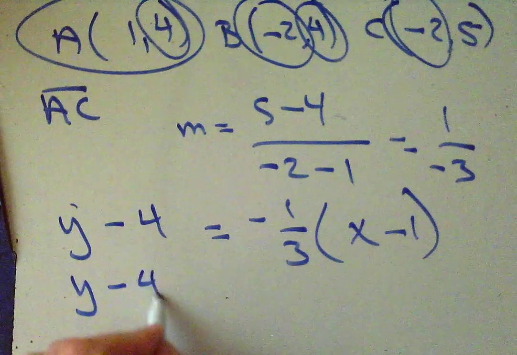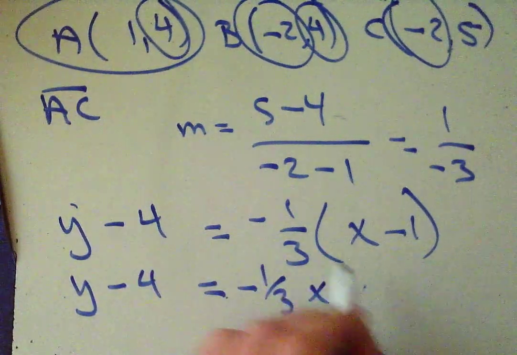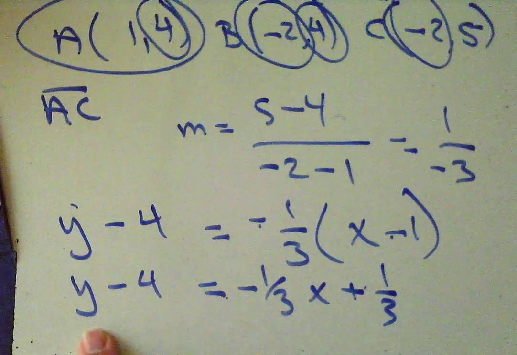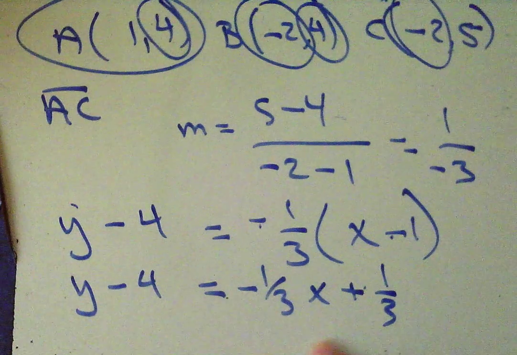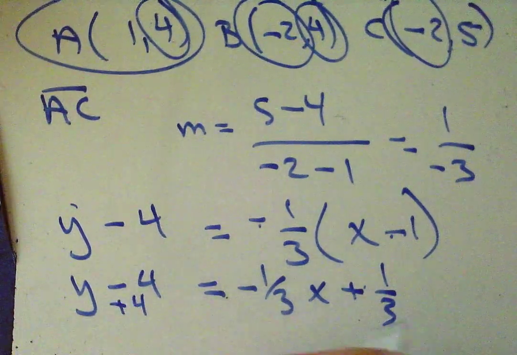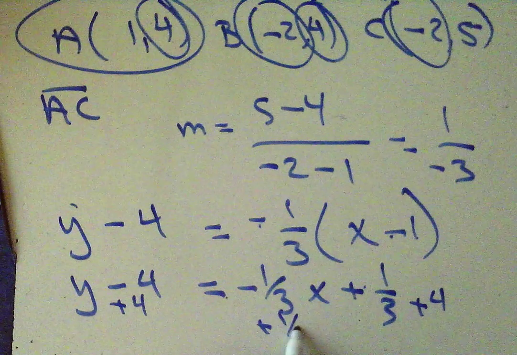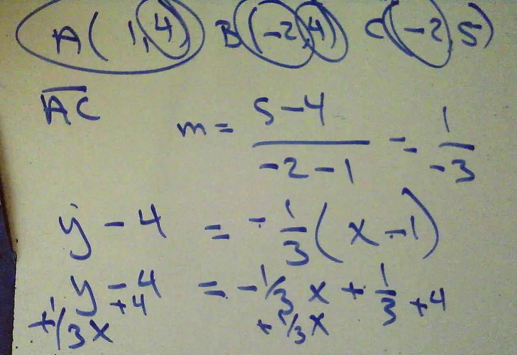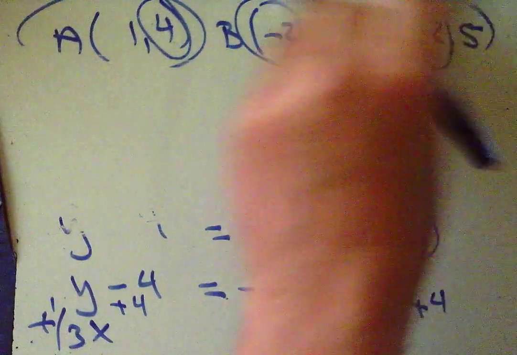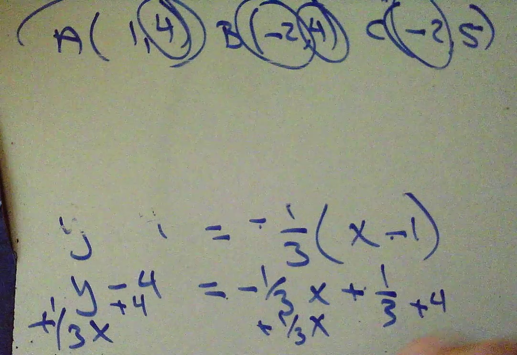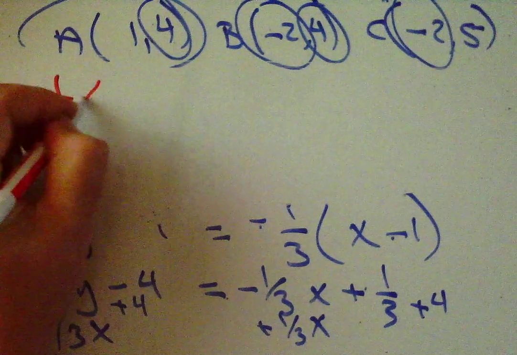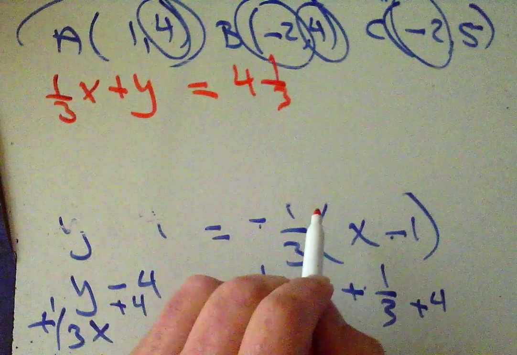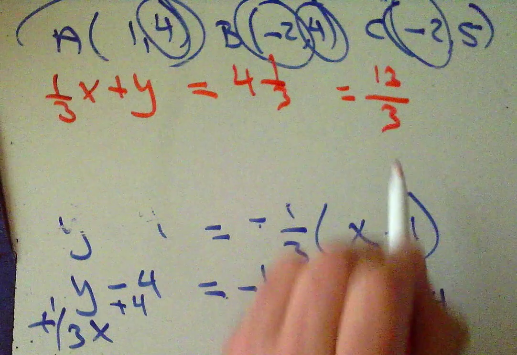So let's do some of that stuff. Negative 1/3 times x minus 1. Don't forget, negative times negative is positive 1/3. I want to move the x's over here with the y's. I want to get this number over here. So I'm going to add 4 to both sides, and I'm going to add 1/3 x to both sides. So when I'm all done, it should look like 1/3 x plus y equals 4 1/3. Or if you prefer, 13/3.